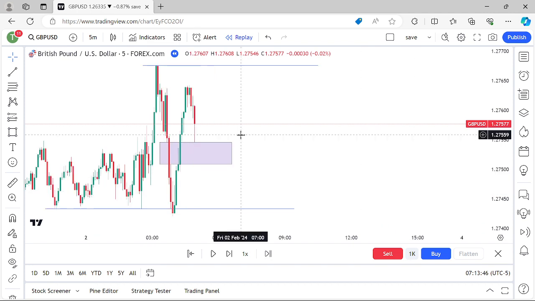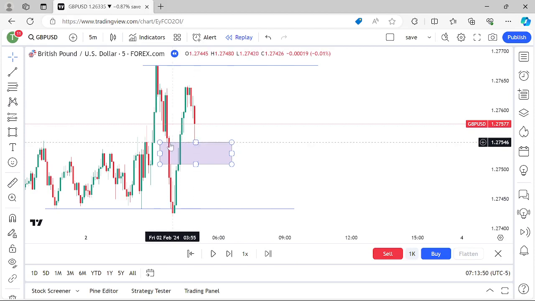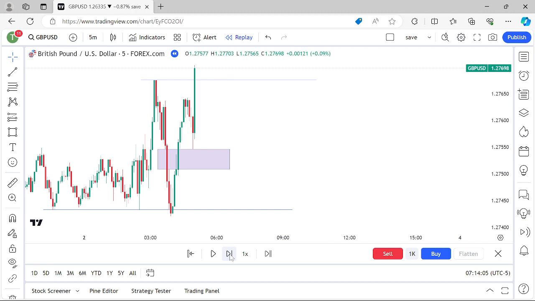So what you're going to look for, you want to see it come down into that inverse fair value gap. See this? Look right here. Look how it comes down and it tests that. Now you're going to anticipate that it's going to respect that as support, and it's going to seek the opposing buy side. It does it just like that.